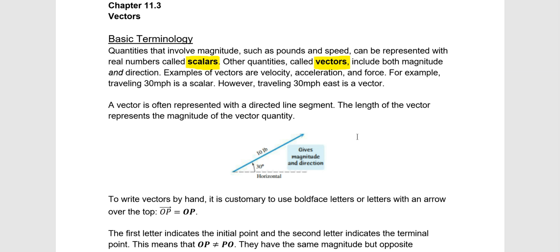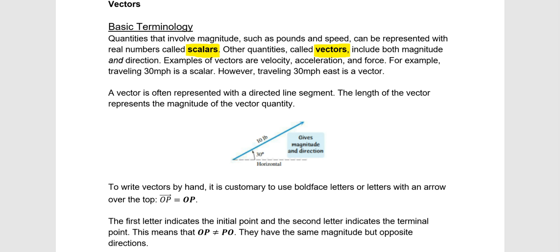And comparing the two, if we have something like 30 miles per hour, that is a speed, which is a scalar. If we say 30 miles per hour east, that's going to be a vector because direction is included. Typically vectors are going to be represented with a directed line segment, meaning there's going to be an arrow on the end of one of the sides. For example, we have this line right here and we have 10 pounds, and then the direction in this case is given to us as an angle of 30 degrees.